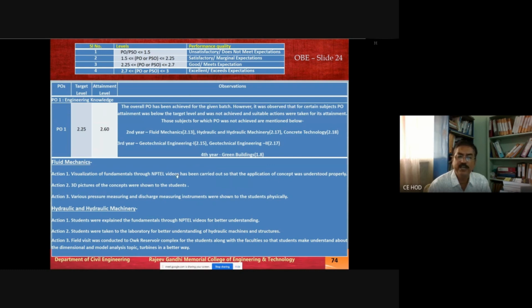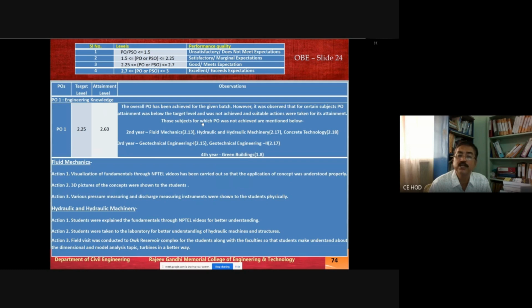I am showing one example here, sir. For PO1, the target is 2.25, and the batch attainment we got is 2.6 for the 2016 batch, which is what the SAR of NBA has asked for. So the overall PO has been achieved for the given batch. However, it was observed that for certain subjects, PO attainment was below the target level and was not achieved, and suitable actions were taken for its attainment.